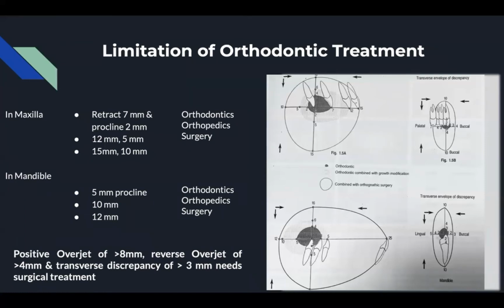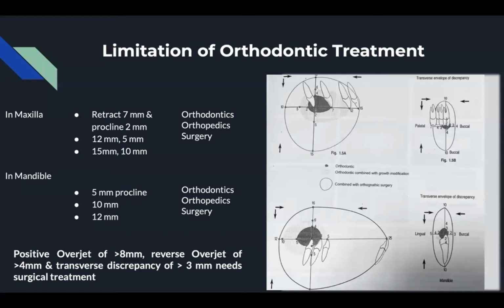In the mandible, we can procline 5 millimeters with the help of the braces. And we can procline 10 millimeters with the help of orthopedic appliances like a functional appliance, twin block, or Herbst appliance. And we can bring the lower mandible forward up to 12 millimeters with the help of surgery. Which surgery do we do? BSSO or mandibular advancement surgery. We can go up to 12 millimeters. So as a rule, we have to do the clinical examination, and we have to see which envelope our patient is fitting: orthodontics, orthopedic, or surgery.